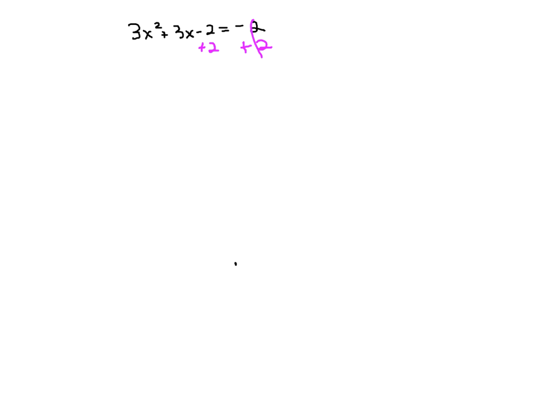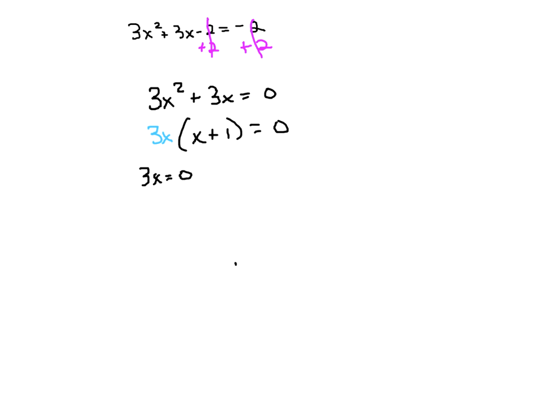I'm going to add 2 to both sides because I need to get that equal to 0. Actually, it goes away there too. And I'm left with 3x squared plus 3x equals 0. I'm going to factor 3x, left over with x plus 1 equals 0. So 3x equals 0; divide both sides by 3, x is 0, or x plus 1 equals 0, x is negative 1. There are your 2 solutions.